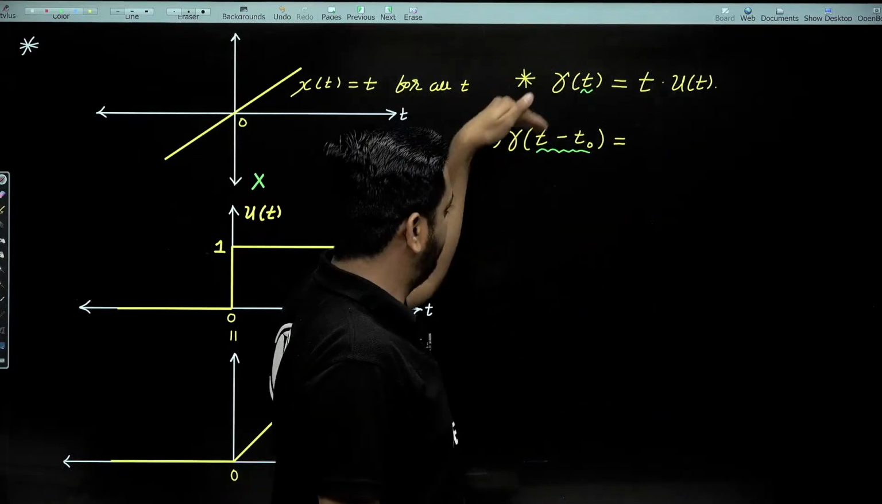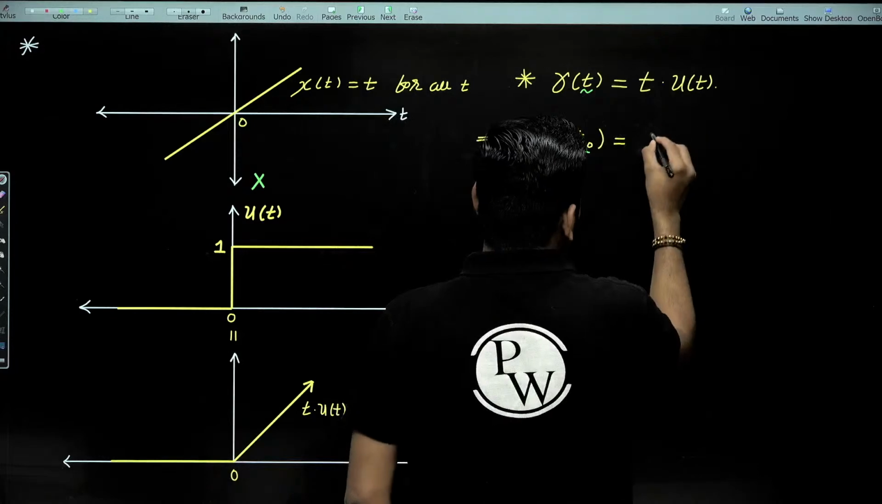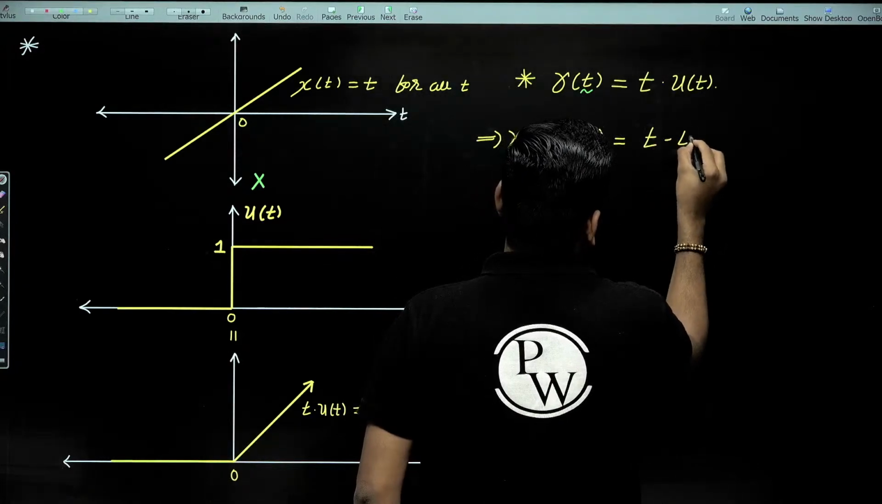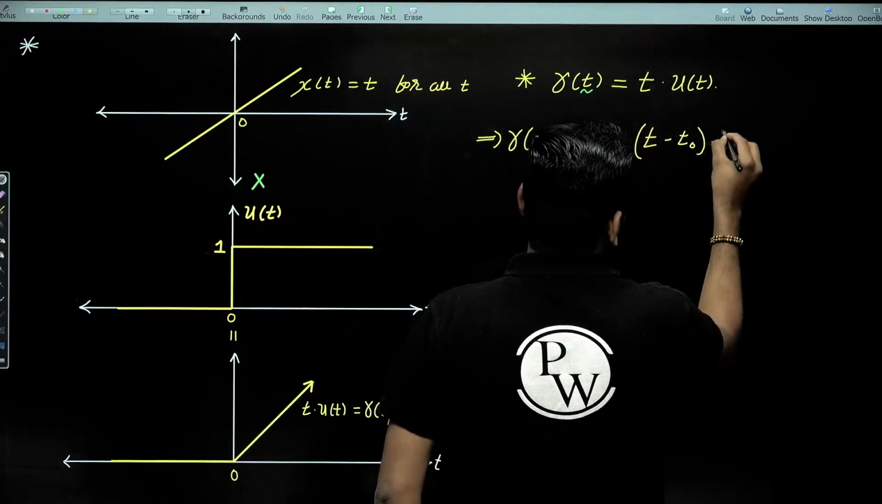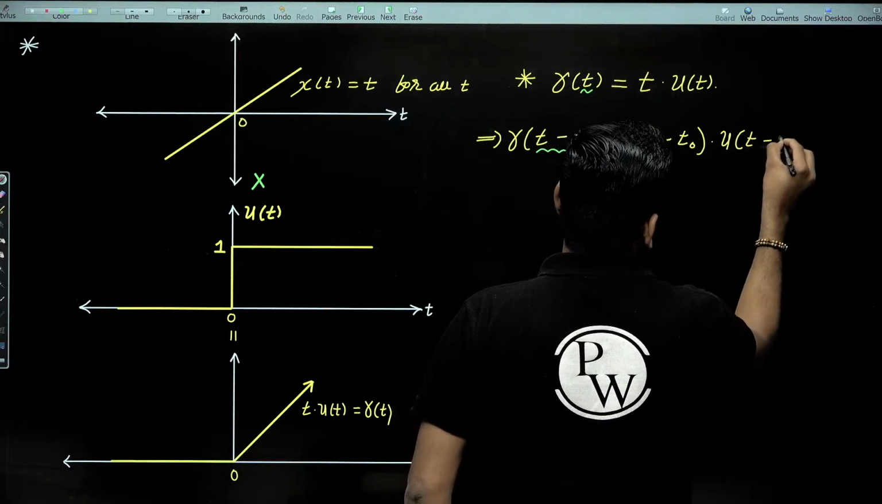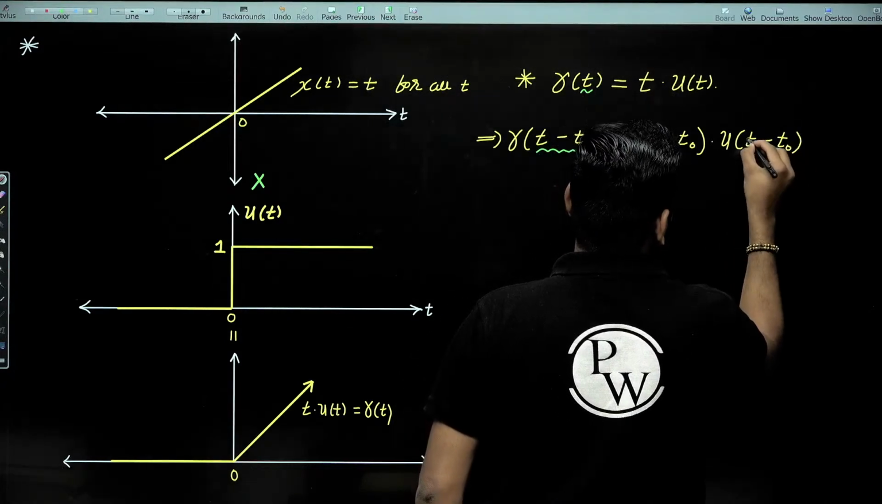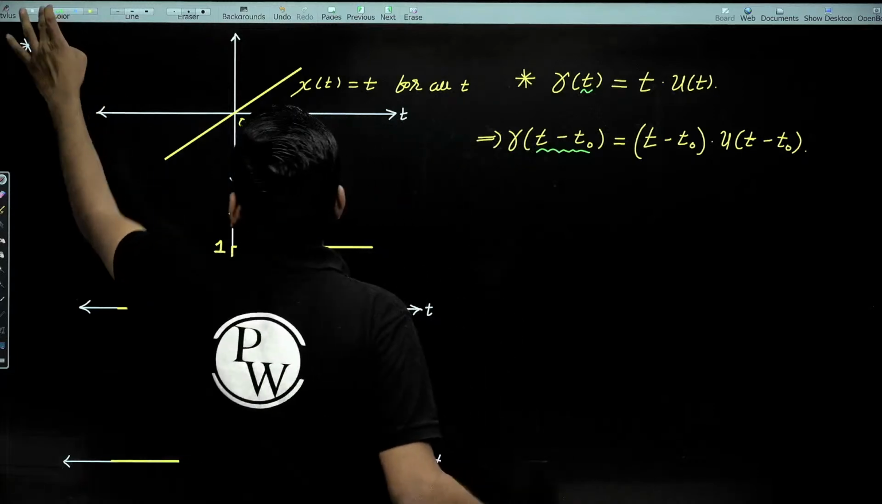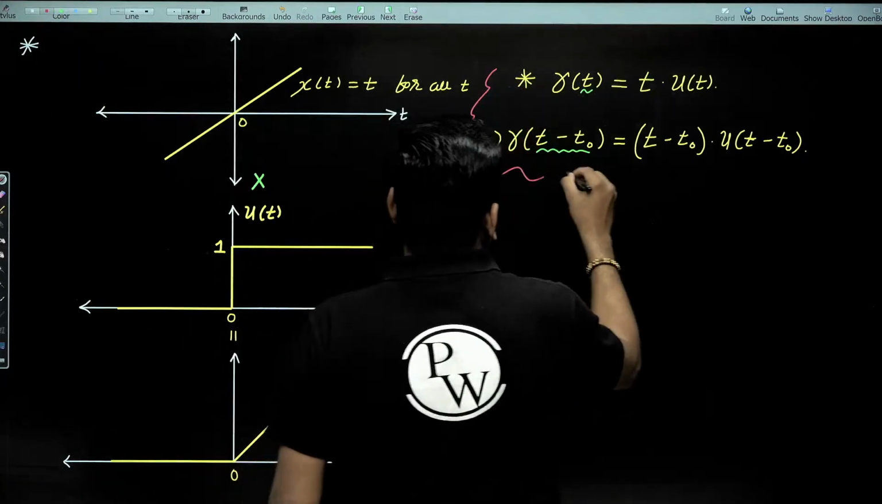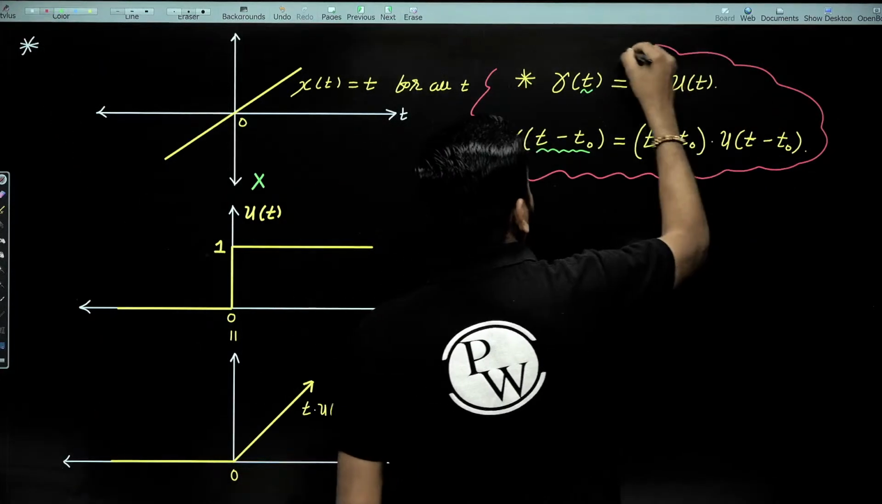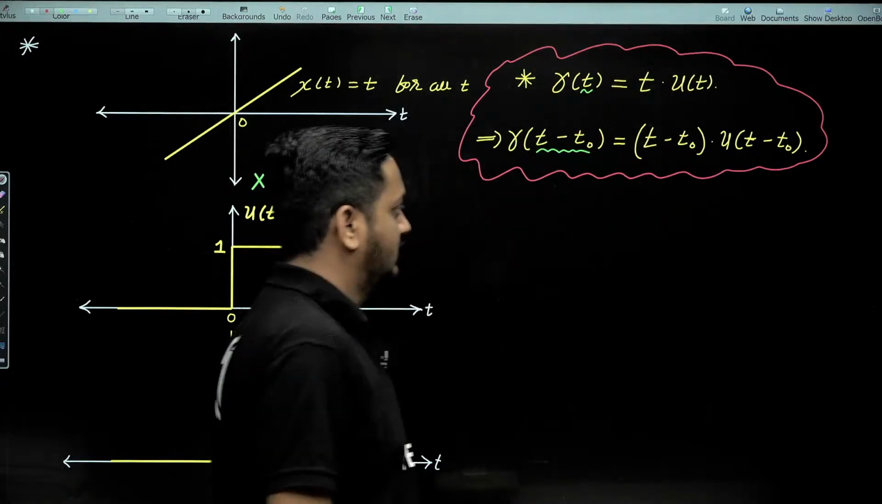Left hand side t becomes t minus t naught. On the right hand side also, everywhere you have to replace t with t minus t naught. This is a very important observation that you have to write in your short notes.